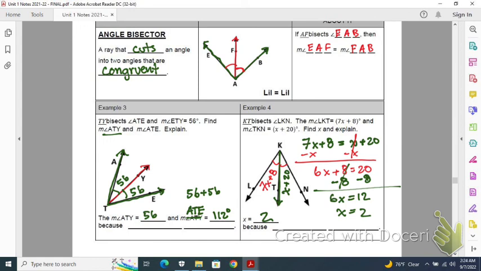And the reason for that is because angle LKT equals angle TKN. Okay, and that is it.